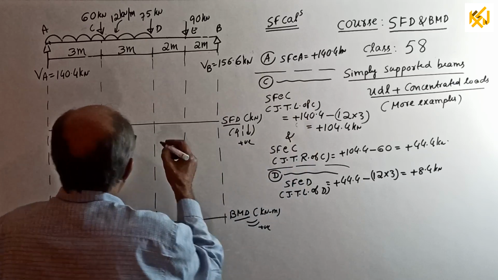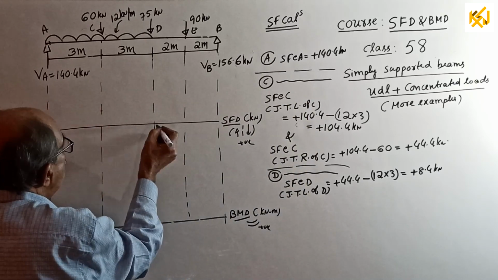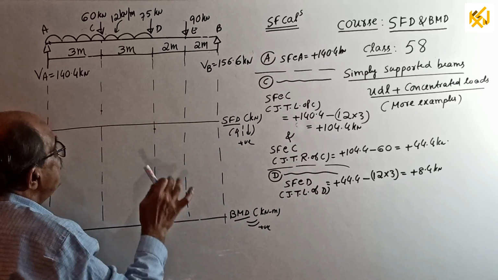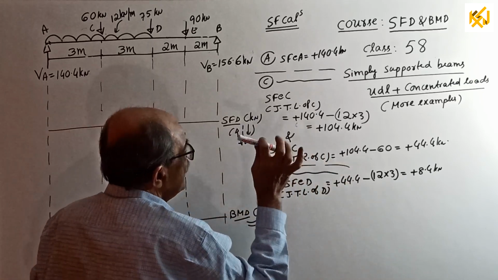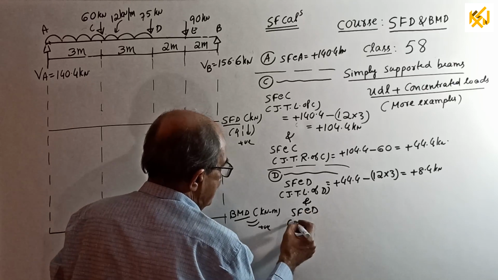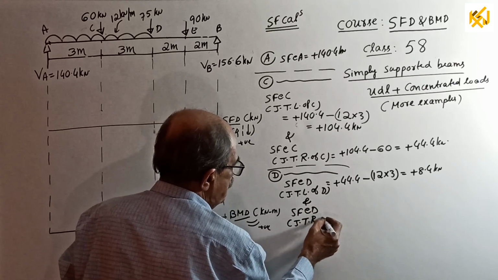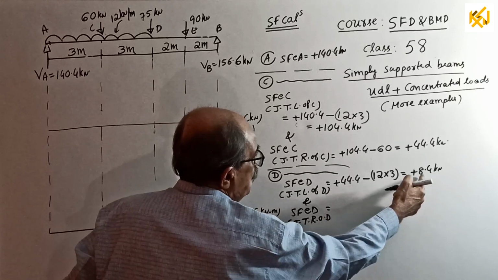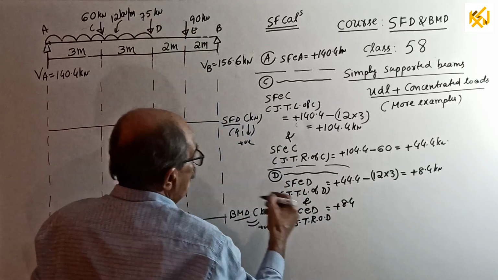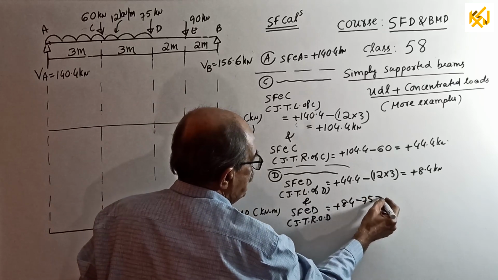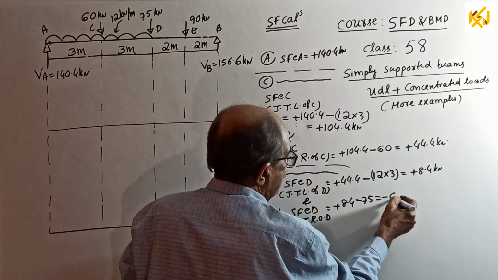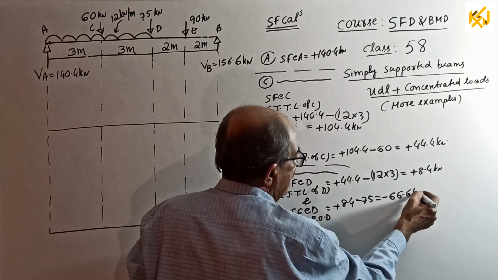Last class, see, you got some value here. When you reached here, it came negative. So, it crossed the baseline. This time, still it is above baseline. Okay, then shear force at D just to right of D equal to plus 8.4. At that point, downward load is there, minus 75. Minus 75 is minus 66.6 kilonewton.